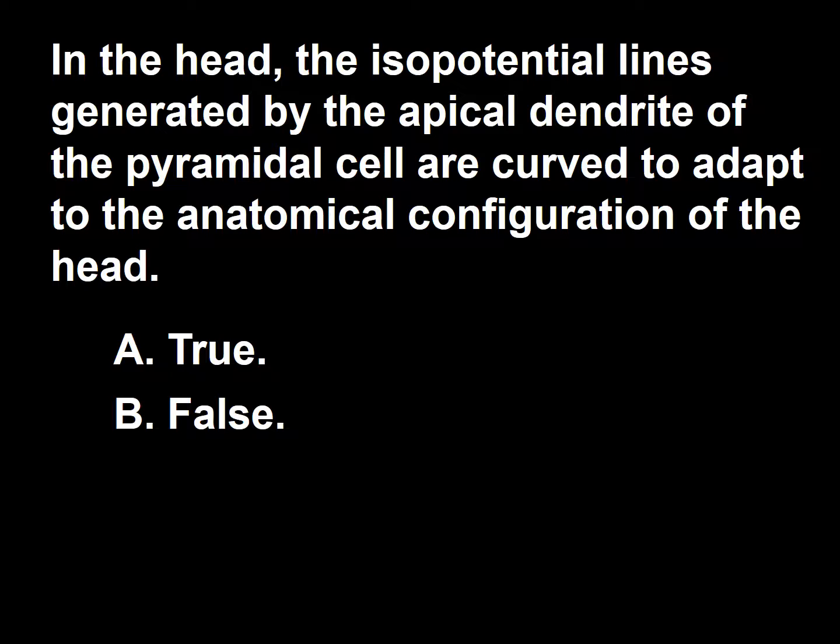Next question. In the head, the isopotential lines generated by the apical dendrite of the pyramidal cells are curved to adapt to the anatomical configuration of the head. A true, B false. In this frame, I have represented a dipole with the electrical current as green lines with an arrowhead. The arrowheads indicate that the current travels from the side of maximal positivity to the side of maximal negativity.